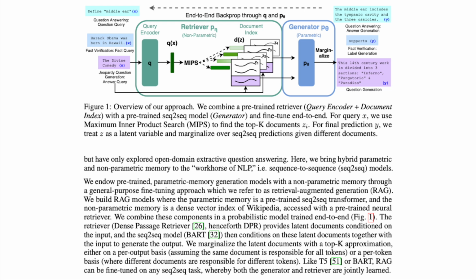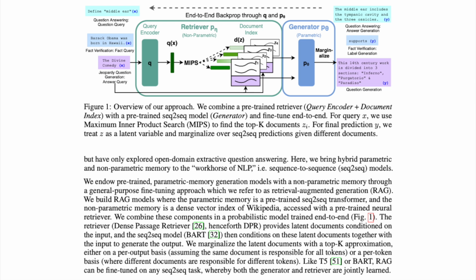Here, we bring hybrid parametric and non-parametric memory to the workhorse of NLP, i.e. sequence-to-sequence, seq2seq models. Figure 1. Overview of our approach. We combine a pre-trained retriever, query encoder plus document index, with a pre-trained seq2seq model, generator, and fine-tune end-to-end. For query x, we use maximum inner product search, MIPS, to find the top-K documents z_i. For final prediction y, we treat z as a latent variable and marginalize over seq2seq predictions given different documents.